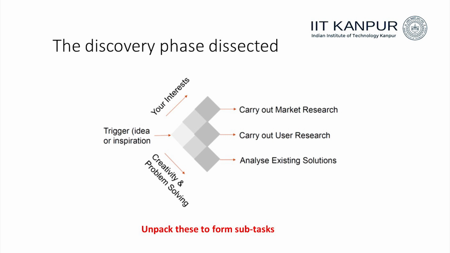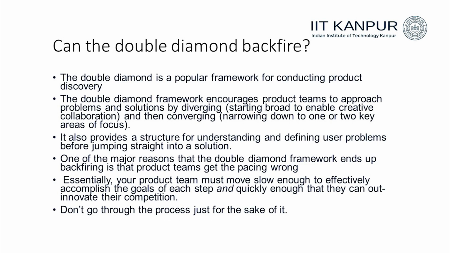So, the double diamond, can it backfire? Actually, it is a popular framework for conducting product discovery. It has caught on a lot in the last 20 years, and it is approved by the British Design Council. It encourages product teams to approach problems and solutions by diverging and converging, starting broad to enable creative collaboration and then narrowing down to 1 or 2 key areas to focus.